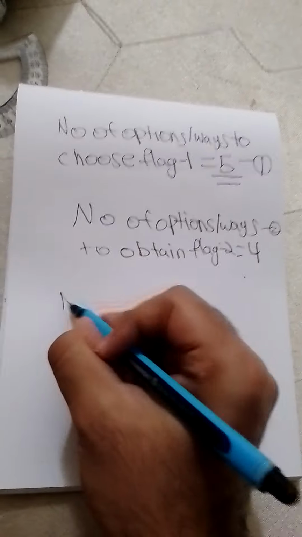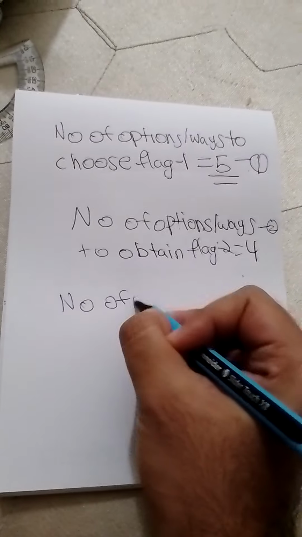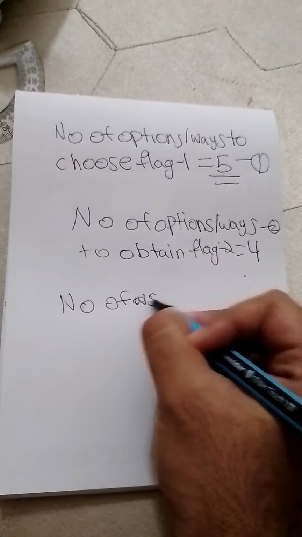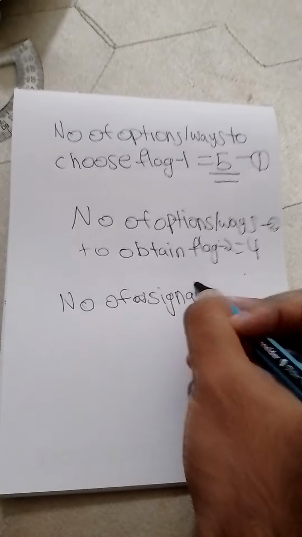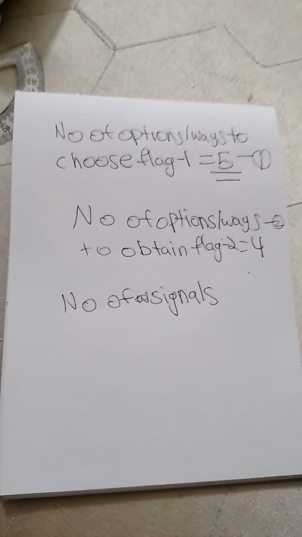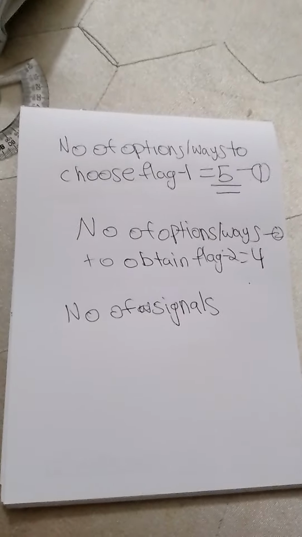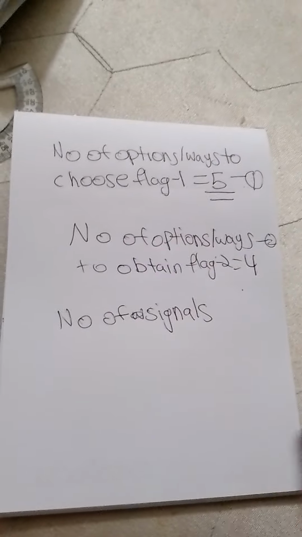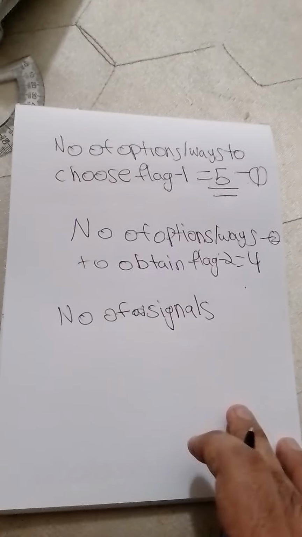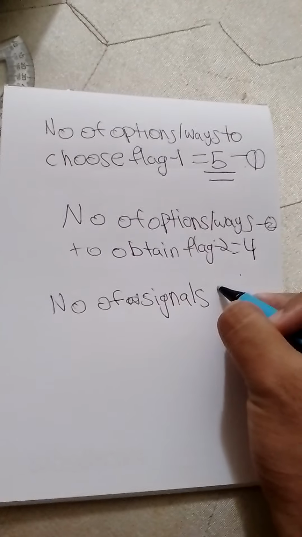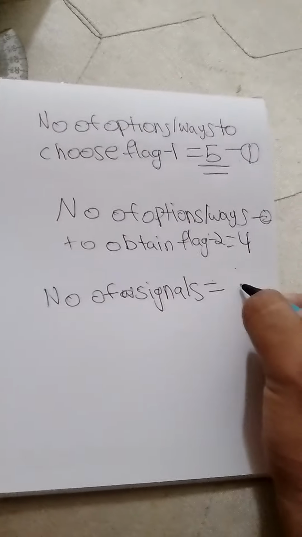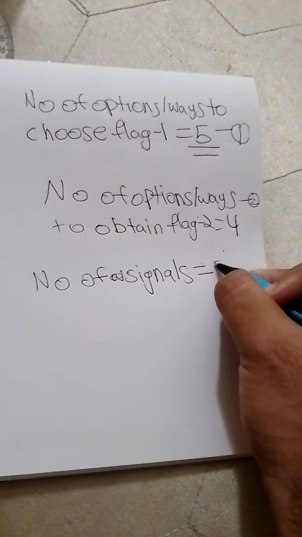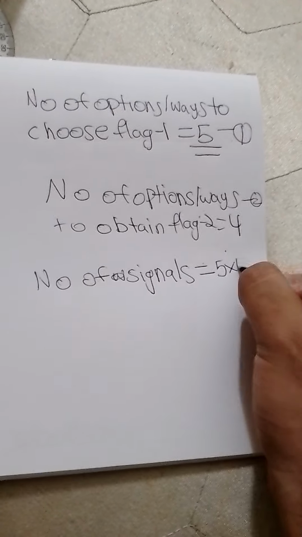So number of ways, or let's say number of signals. You need to always write number of signals. In the previous page I had written number of ways to obtain a signal. That's just for explanatory purposes. You need not mention that in the actual answer. So number of signals is equal to 5 into 4 is equal to 20.